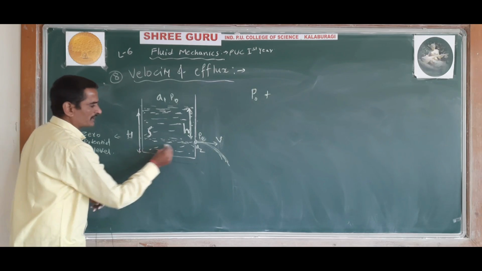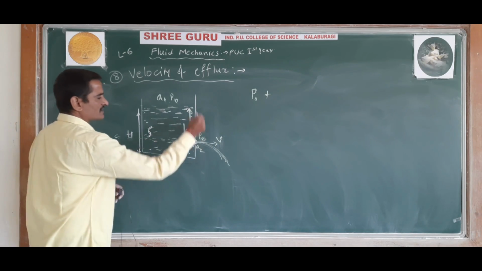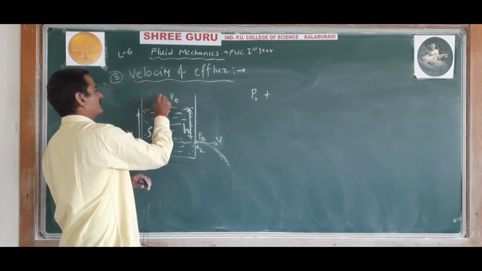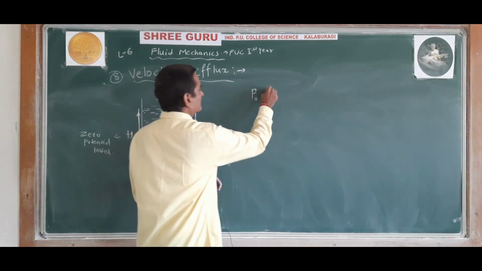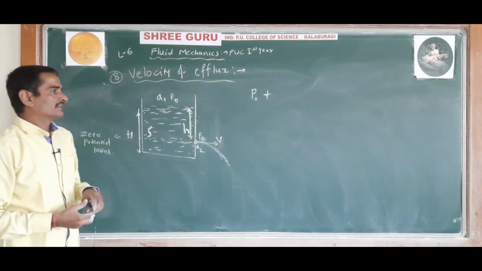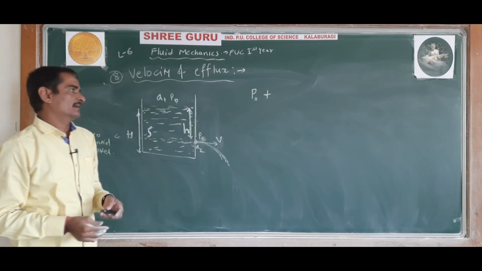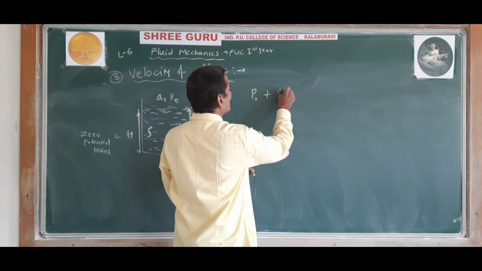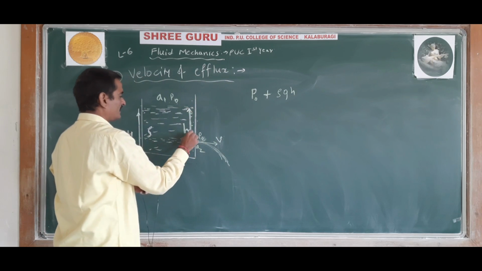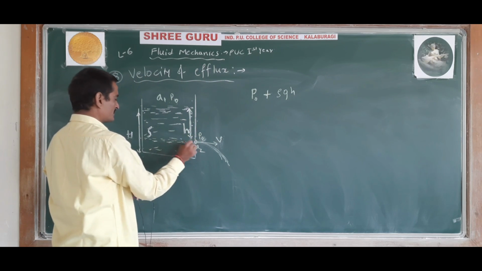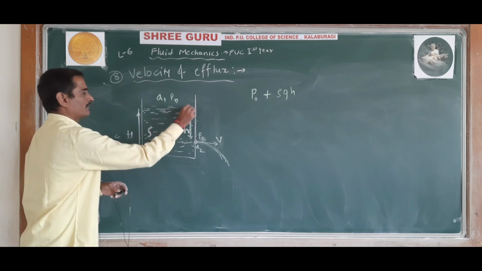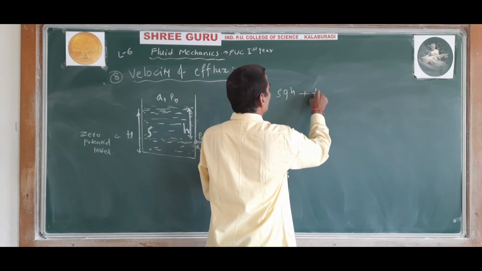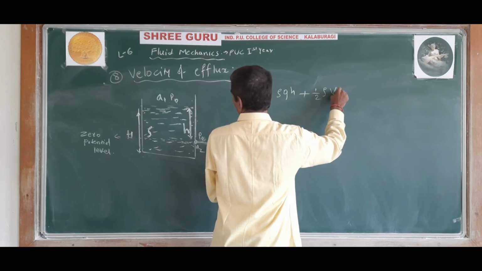This is not the zero potential level. I am taking this one as the zero potential level, then it becomes simple, easy. So this is pressure head at this point, that is at the open end, plus potential head. So potential at this point you can write as rho gh, because the height of the liquid is h from the zero reference level, so rho gh plus velocity head 1 by 2 rho v1 square.